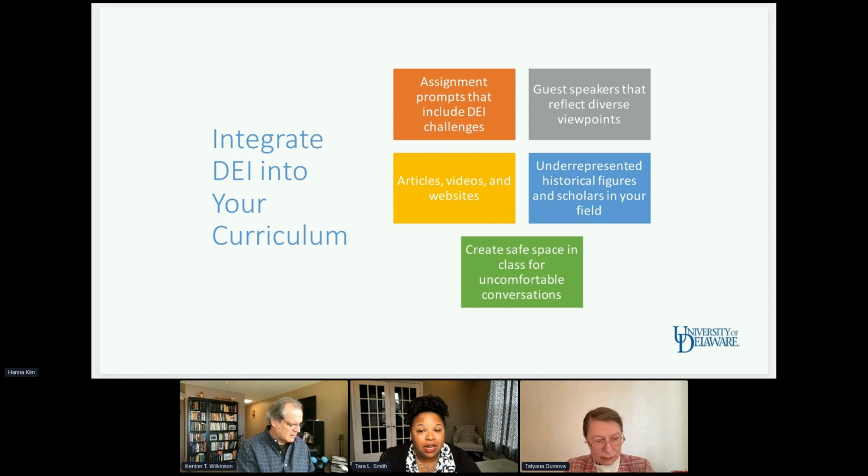Underrepresented historical figures and scholars in your field. This is a great one because every field has people who have contributed but don't necessarily get the limelight, right? In that mainstream textbook that everyone's used since the beginning of time. Use that as an opportunity to create an assignment. We actually do an assignment like that in my class where a really great scholar in our field created this activity, and she shared it with all of us, where they have to look up a list of people who are underrepresented in the field of public relations, and they have to do research and share it with the class so that those folks are being recognized now. That's a great way, again, to recognize different backgrounds in a classroom environment.